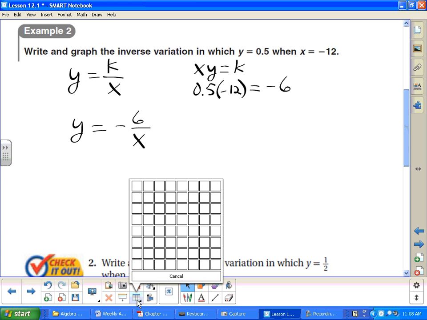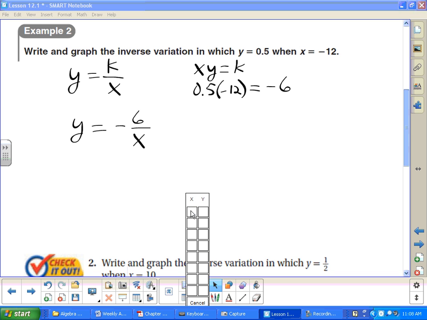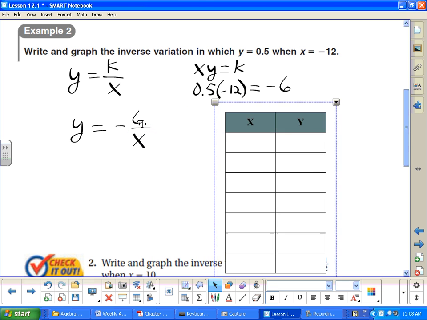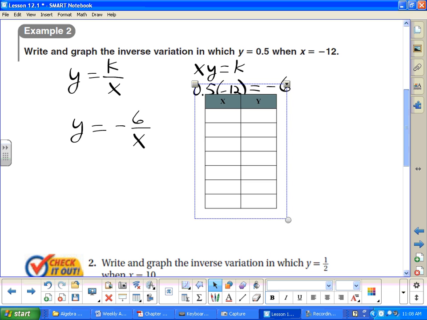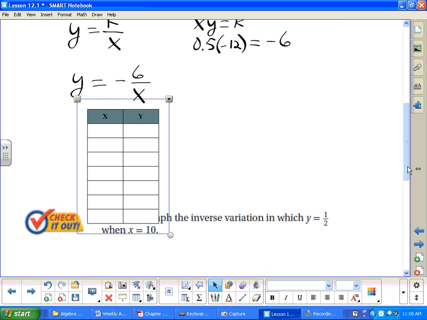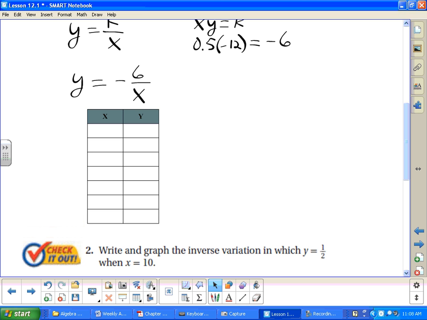I wish that fly would stop flying by there. Let me find my table. That's not what I want. I don't want the table. Here we go. Is that somebody's phone? It's not coming from over there.